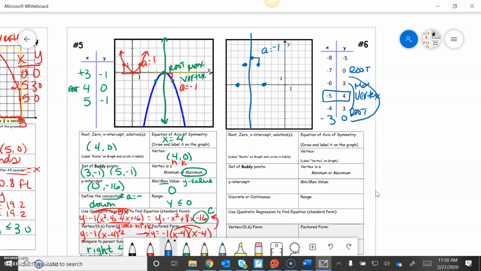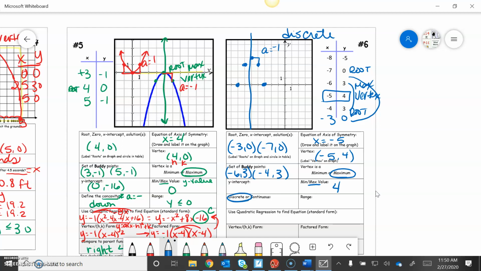You can also now see that this is a max vertex. Because we have a table, this is going to be discrete because we do not have any situation to say that it's continuing to be connected. So our roots are (-3, 0) and (-7, 0). Our axis of symmetry that we just drew was x equals -5, and our vertex, which was a maximum, is at (-5, 4). We have buddy points at (-6, 3) and (-4, 3). We don't have a y-intercept yet, but we do have a max value of 4.